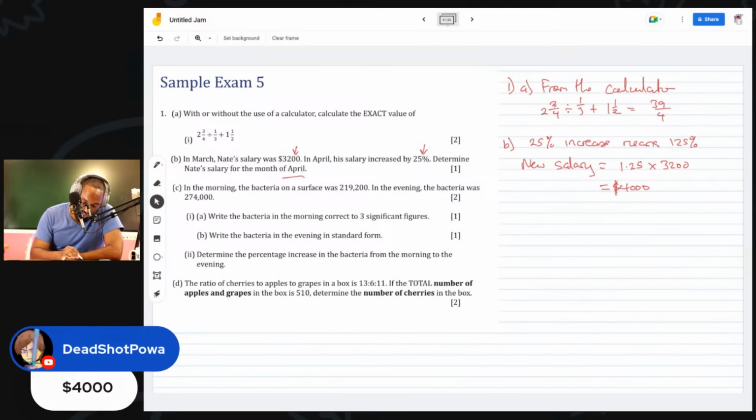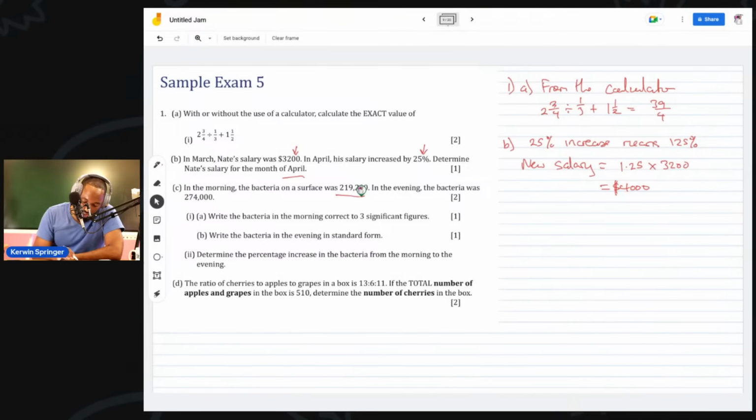All right, so let's do this one. In the morning, the bacteria on the surface was this amount. In the evening, it reached that amount. Bacteria going up. Right, the bacteria in the morning.